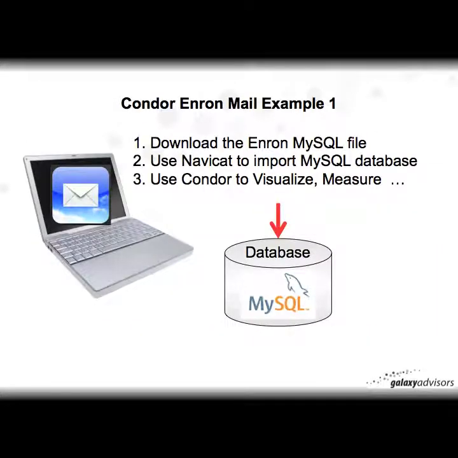Now, overall the steps are going to be three. You're going to download the Enron MySQL file, which is a little subset of the overall big Enron email database. Second, we're going to use Navicat to import the MySQL database. Navicat is a graphical user interface that interacts with the MySQL database. And then third, we're going to use Condor to visualize and measure and explore that email database.